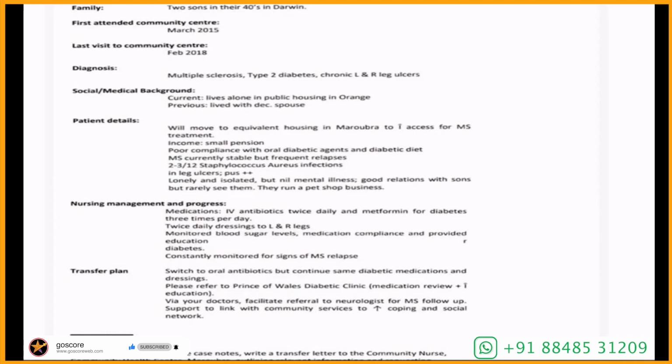So now assume that there are 3 columns. One column is for multiple sclerosis, the next column is for type 2 diabetes, and the next is for chronic leg ulcers. Assume that you place one after the other. In fact, I want you to write it down, otherwise you'll get mixed up with everything.